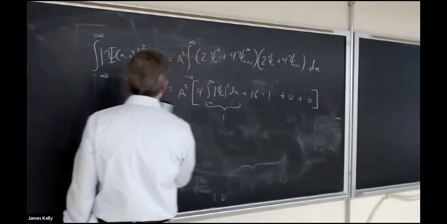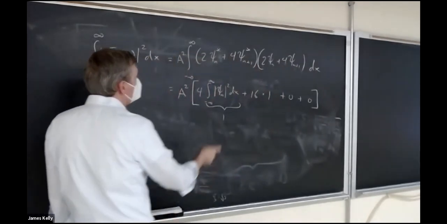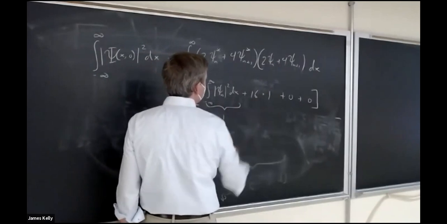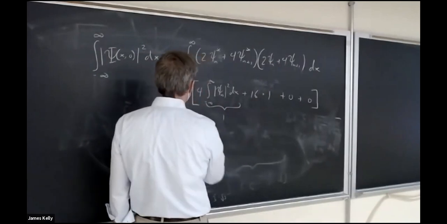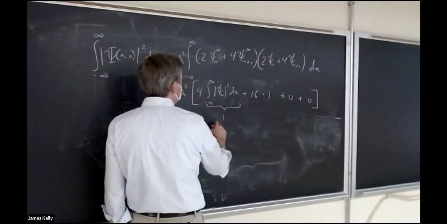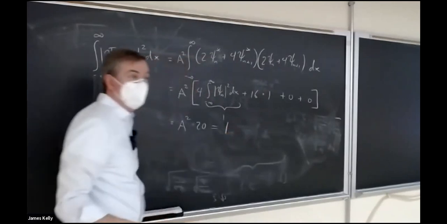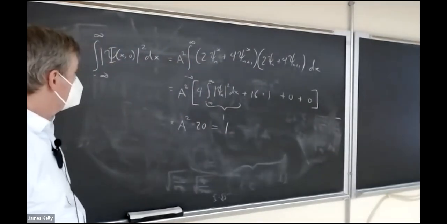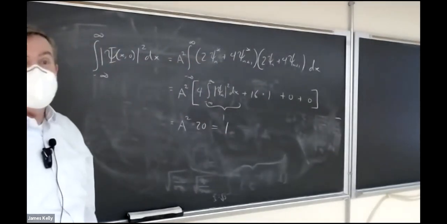And then, what do we have left here? That's 4 plus 16, which is 20. So that means a squared times 20, and we're going to demand that that equal 1. And that means a is 1 over root 20.